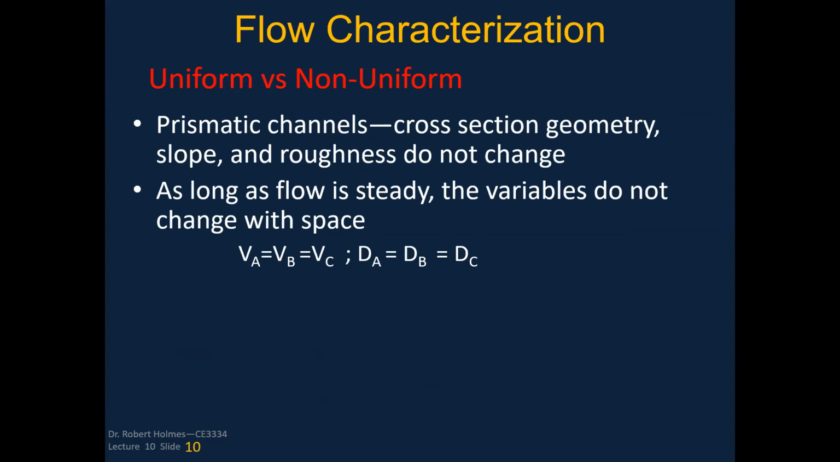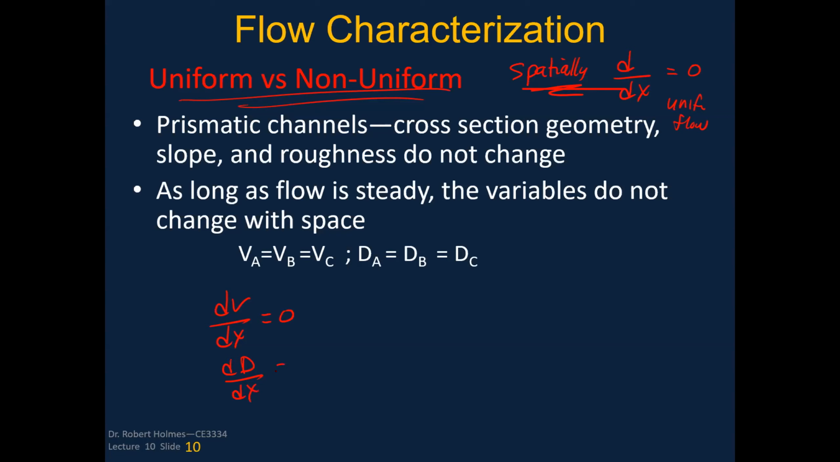If we talk about further looking at flow characterization, we've got this concept of uniform versus non-uniform. And so when we talk about uniform flow, we're talking spatially. And so we're talking about what is the change with respect to distance of a certain variable. And if that change with respect to distance is equal to 0, we would call that a uniform flow. And in that situation, we would say that the velocity change with respect to distance is 0. The depth with respect to distance is equal to 0.